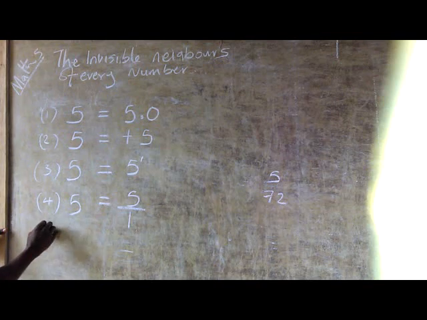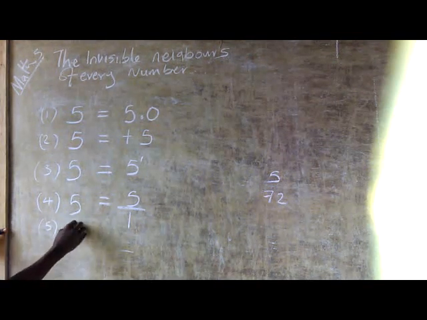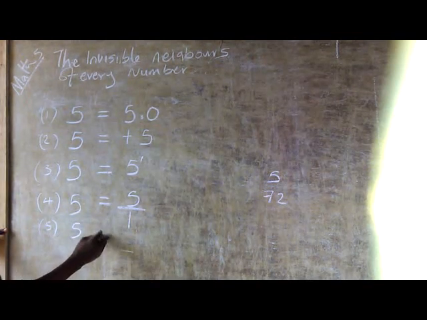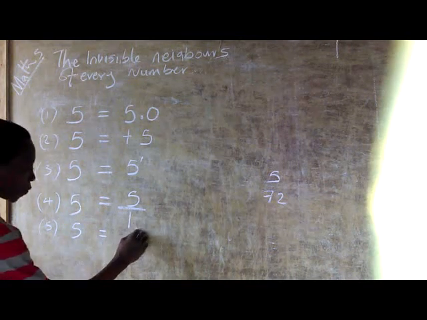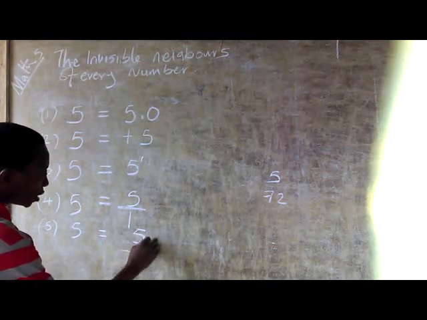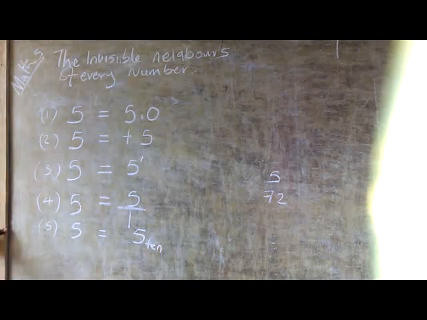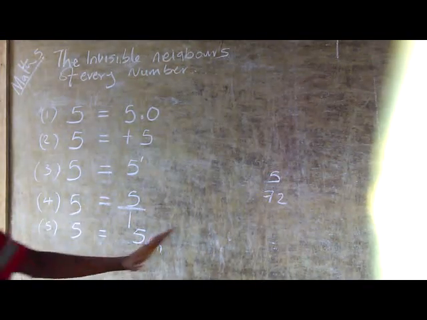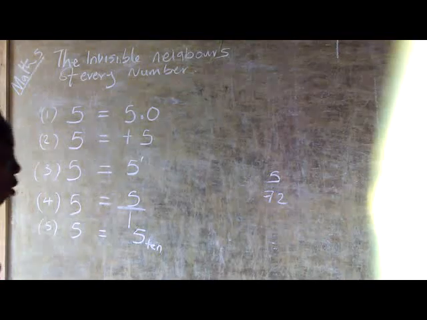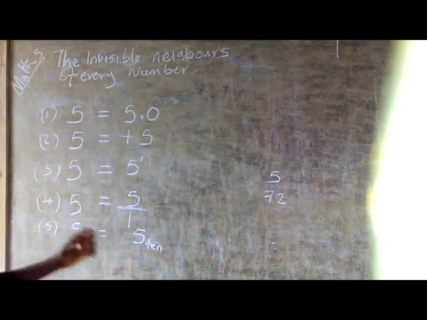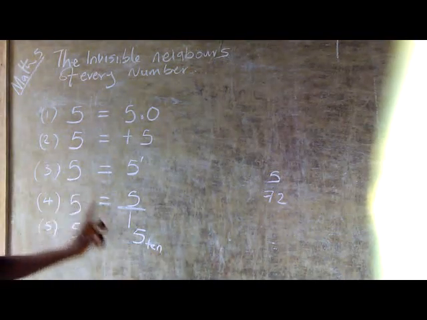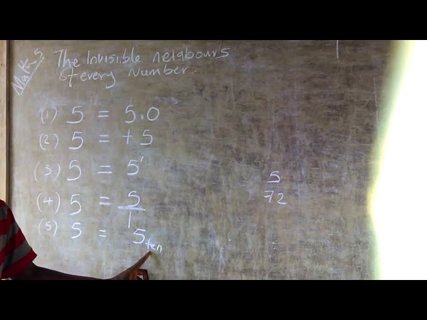Number 5. Let's take the same number. This is 5 to base 10. Every number has a base. There is no number without a base. If the base is not mentioned, the base is 10.